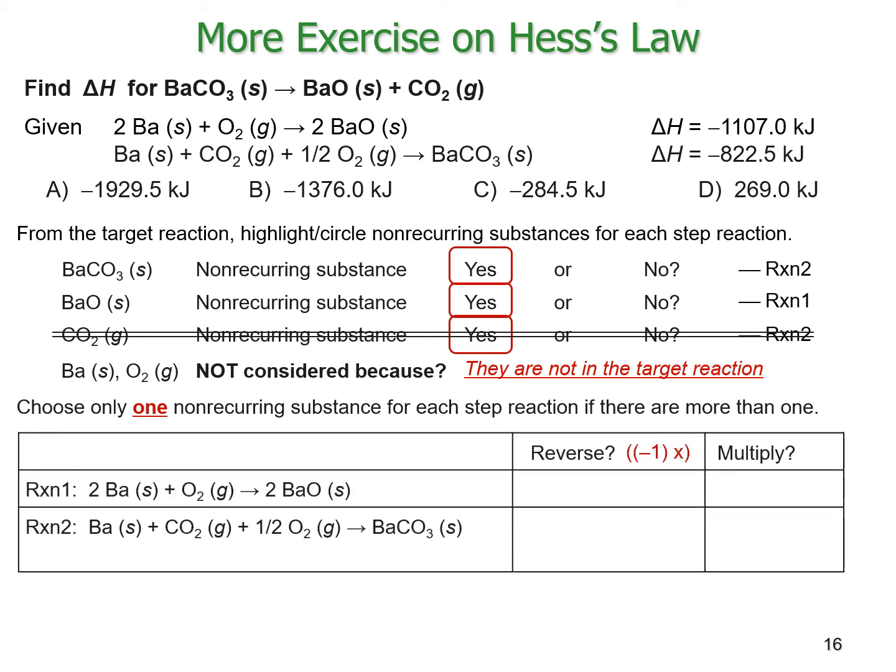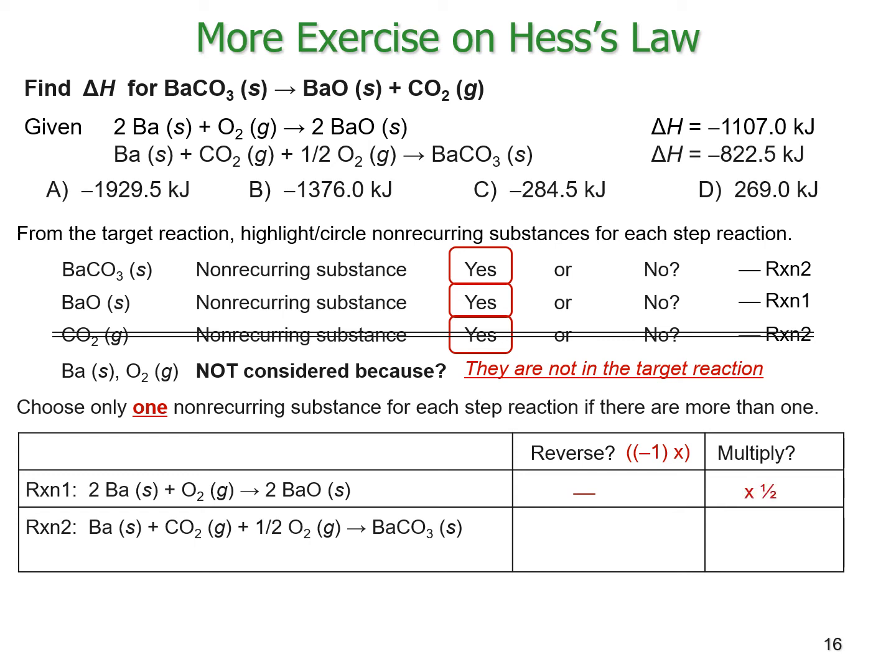All right, so according to this table, let's check out BaO, because this is a non-recurrent substance, right? So the non-recurrent substance for reaction 1. My BaO is on the right with a coefficient of 2. Where's my BaO in the target reaction? Same side. Reverse? No. And what are we going to do with this coefficient? Multiply by 1/2 to get rid of the 2.